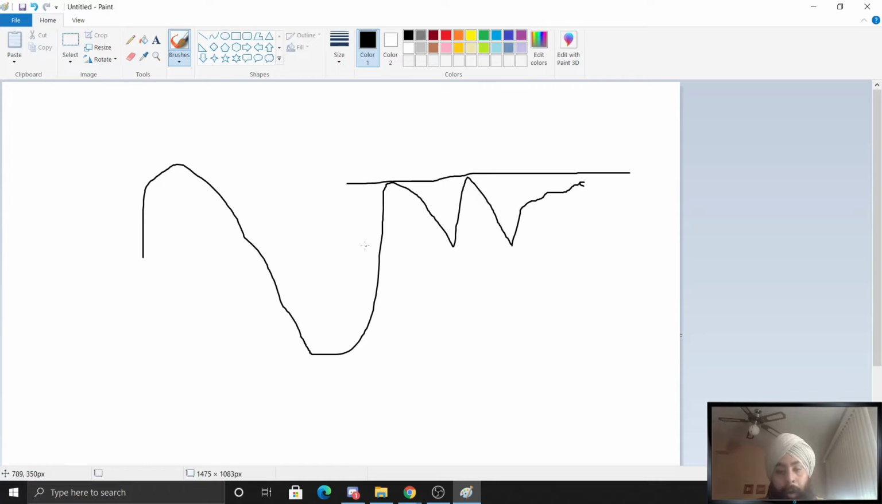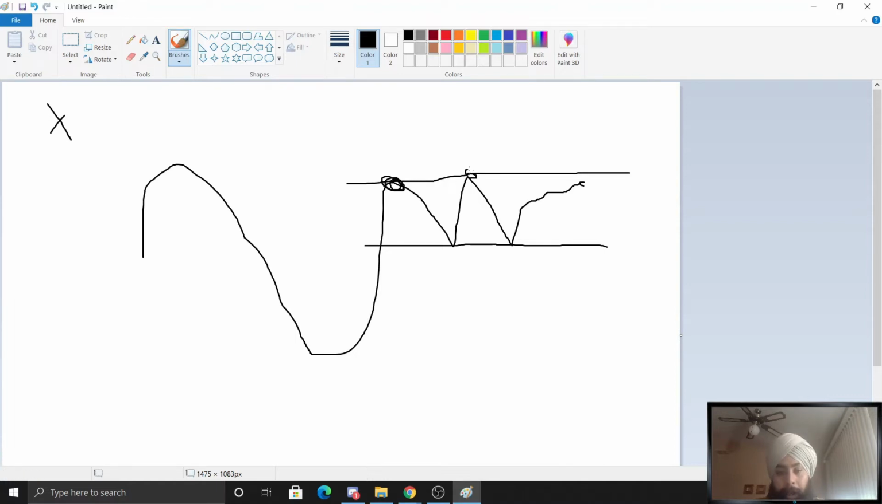Now, how do I draw this line? Why over here? Why not over here? Why I draw this line over here is because this is the place where the stock, let's say the name of this stock is X, tried to go above and resisted.